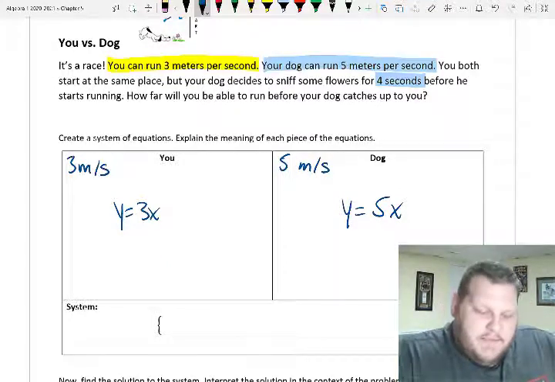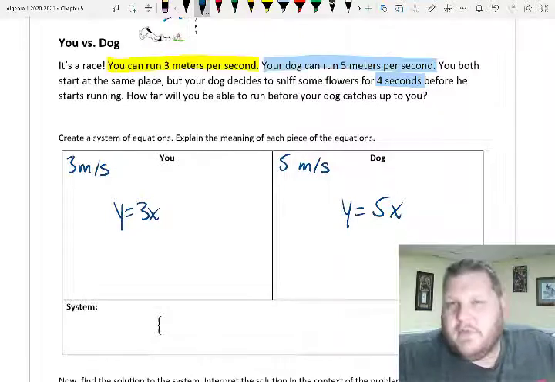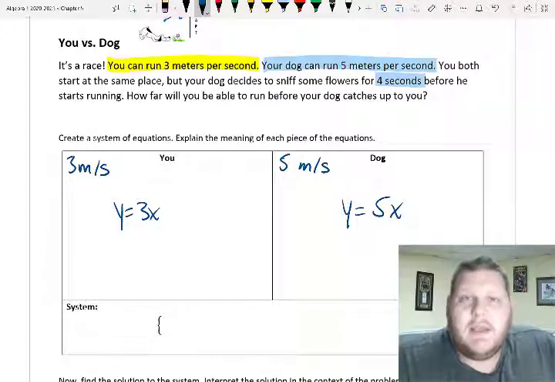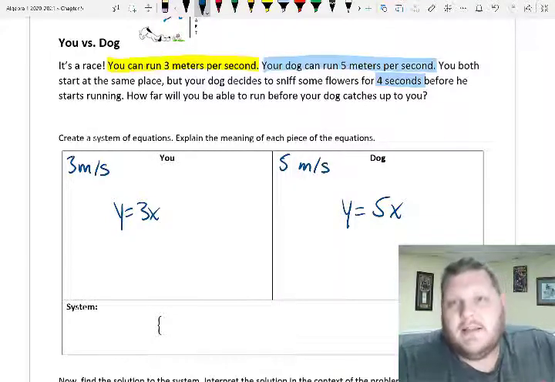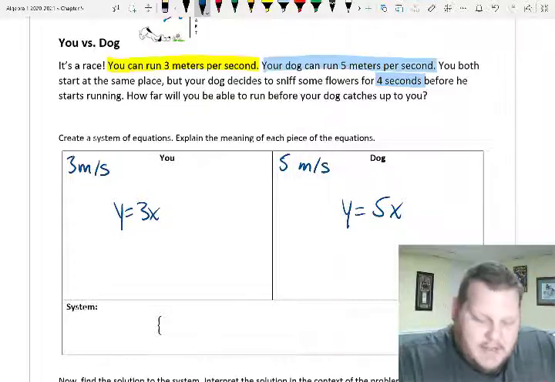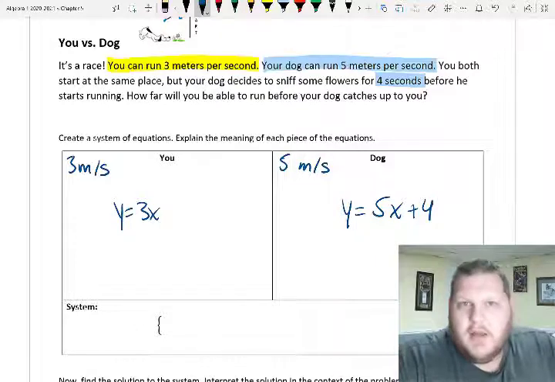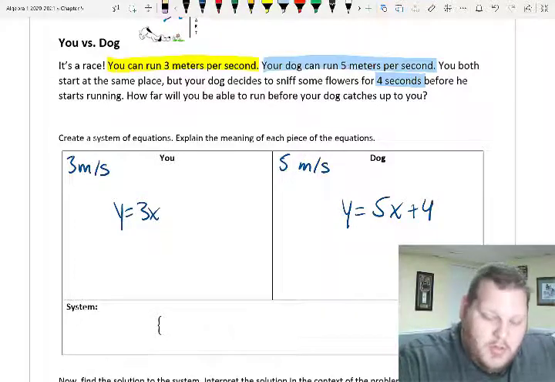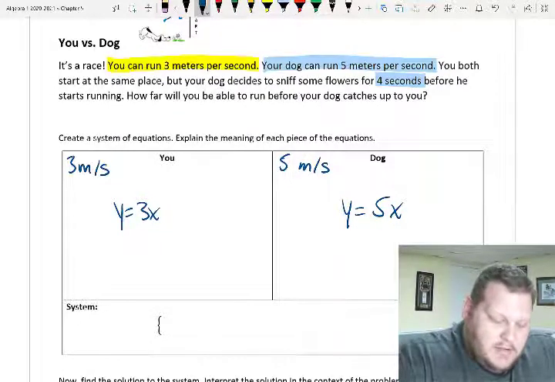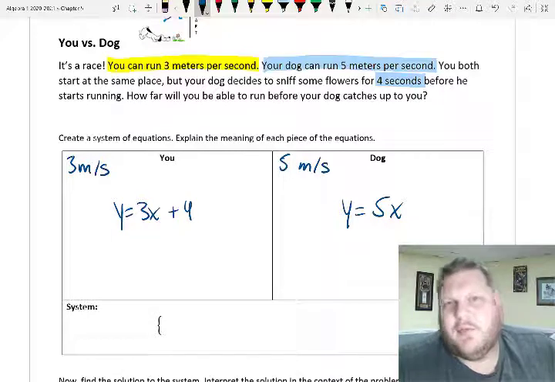But we're missing a piece of information here that I have highlighted in blue. We forgot to take into account that 4-second head start that we have. Now, it'd be really easy to just add 4 seconds to the dog, but the dog's not the one who's getting the head start, so it's not starting further away from the starting line. Actually, we are the ones who get the head start, so we would say, let's just add the 4 over there.